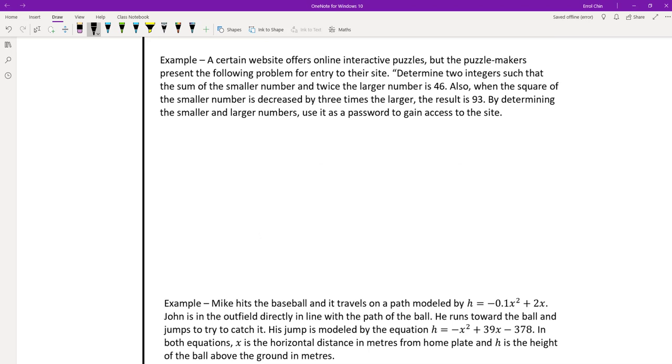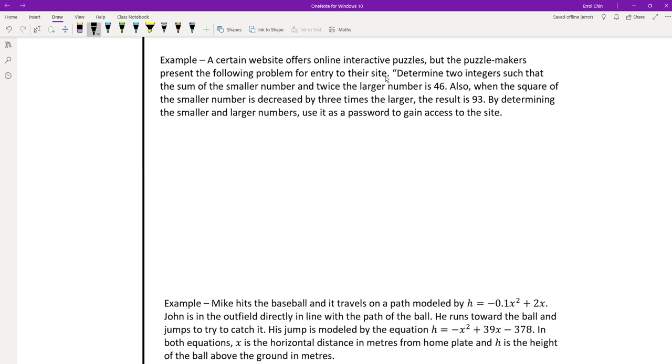Alright. It says here, a certain website offers online interactive puzzles, but the puzzle makers present the following problem for entry to the site. Determine two integers such that the sum of the smaller number and twice the larger number is 46. Also, when the square of the smaller number is decreased by 3 times the larger, the result is 93. By determining the smaller and larger numbers, use it as a password to gain access.